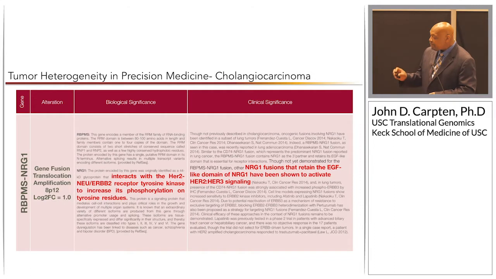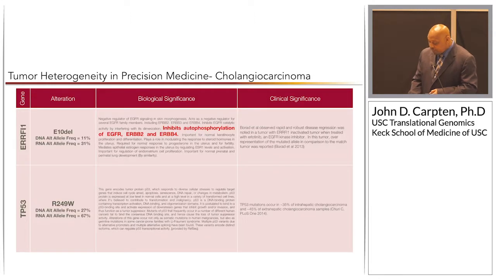Further analysis of the region on chromosome 8 revealed an oncogenic fusion that included NRG1, which is a ligand of ERB receptor, specifically ERB3, and oncogenic fusions that include NRG1 have been detected in other cancers and are known to activate the HER2, HER3 axis. Again, we also identified these coding mutations in these two genes as well.